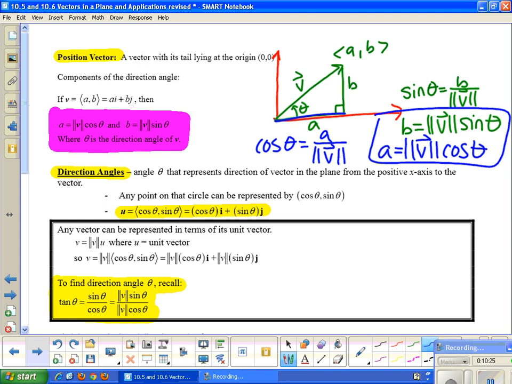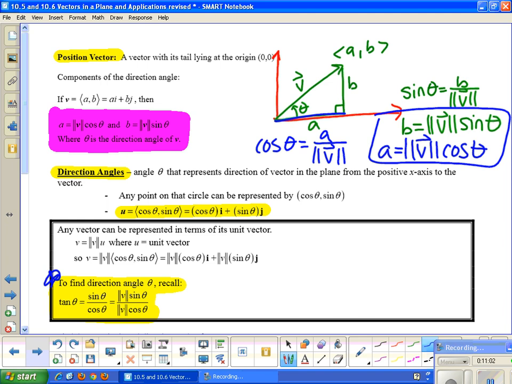Any point in the circle can be represented by cosine theta, comma, sine theta, which we talked about with the unit circle. So we can represent any vector as cosine theta, comma, sine theta, or cosine theta i plus sine theta j in linear combination form. To find the direction angle, we can use the tangent. If we know the sine and the cosine, to find the tangent you can just divide those two, because remember, tangent of theta is equal to sine theta over cosine theta.